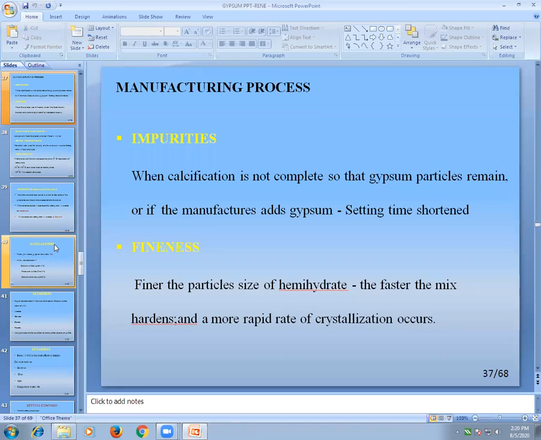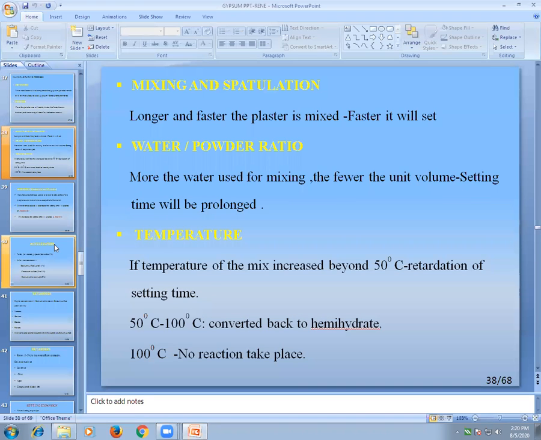Then fineness. Finer the particle size of the hemihydrate, faster the mix hardens, and more rapid is the crystallization output. So mixing and spatulation. Again, within a limit, longer and faster. Within a limit, we can do spatulation. So it again fastens the reaction.